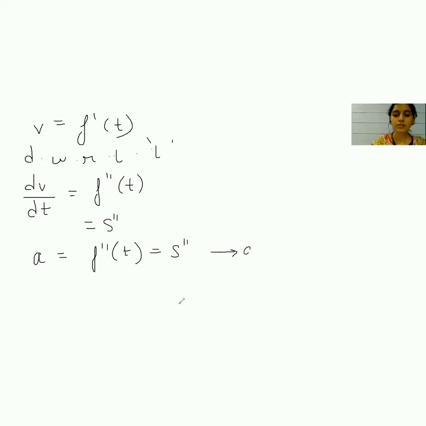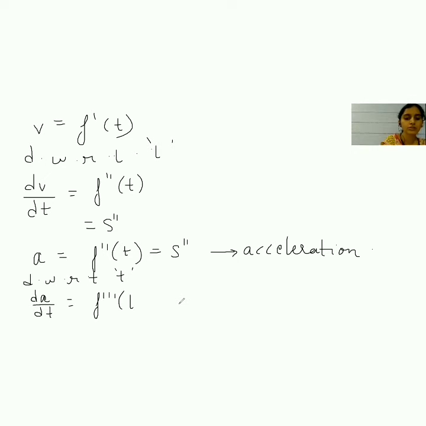So acceleration is the second derivative of displacement. Acceleration is a vector quantity that changes with respect to time. Now, if we further differentiate acceleration with respect to time, we get dA by dt, which is the third derivative of our first function, the displacement. This is called jerk.